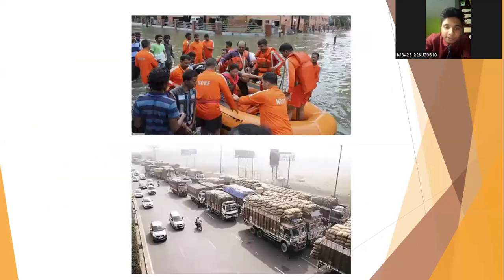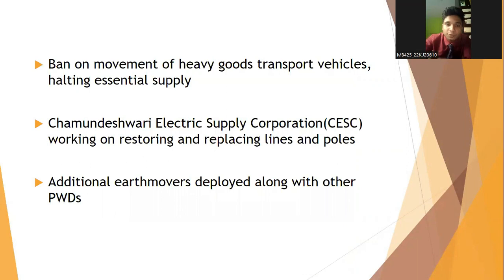Yeah, if you can see here, those are the rafts that were deployed to take the citizens, the villagers, the residents, and also below that, those are the lorries. Usually, essential commodities need to be taken, and lorries and heavy vehicles are usually used for transportation. Could you move to the next slide, please? Yeah, so there was a ban on heavy goods carrying vehicles, as the lands were very soft, the roads were very soft, and it could break easily.